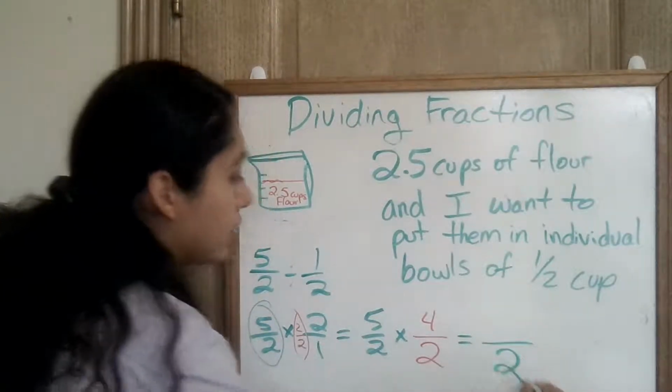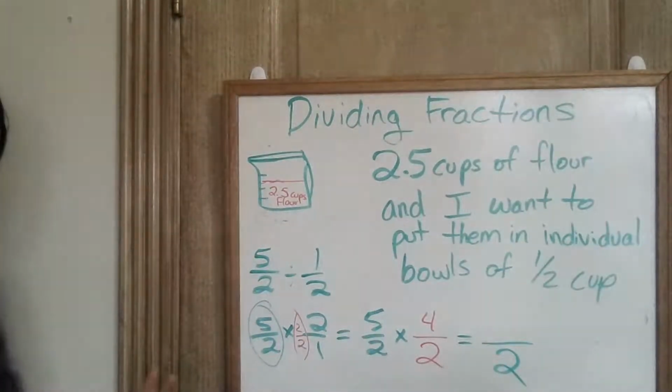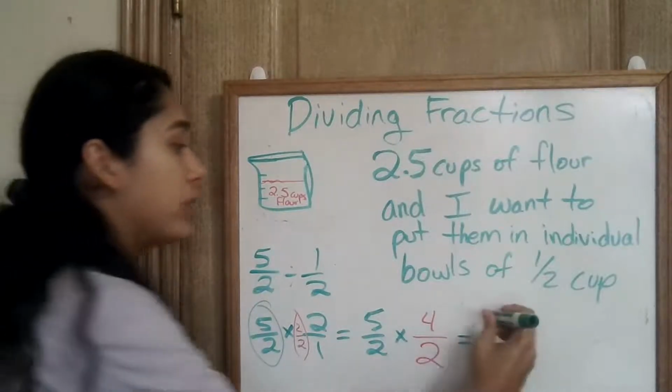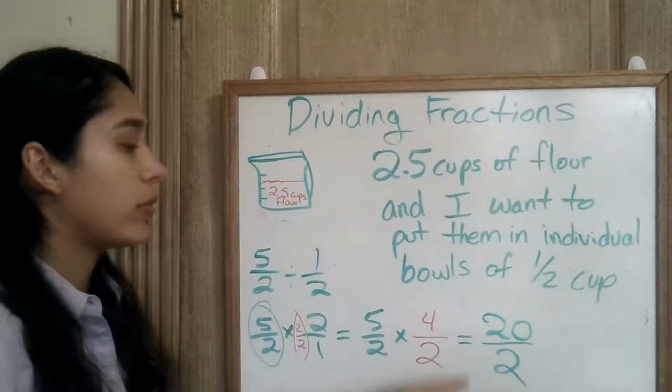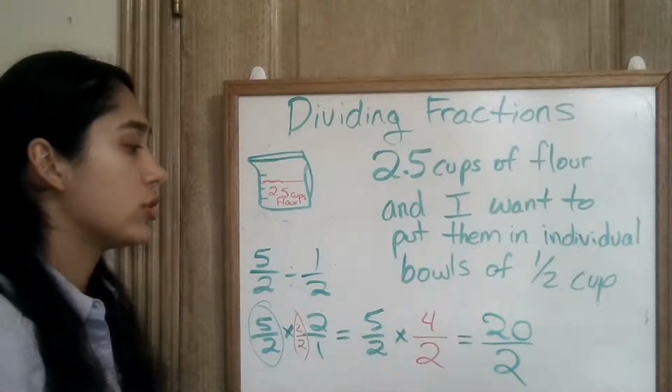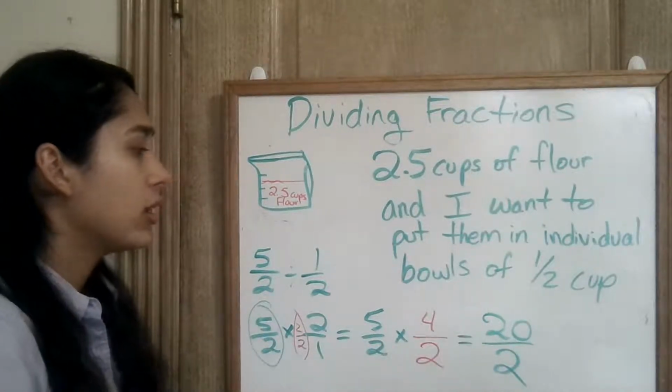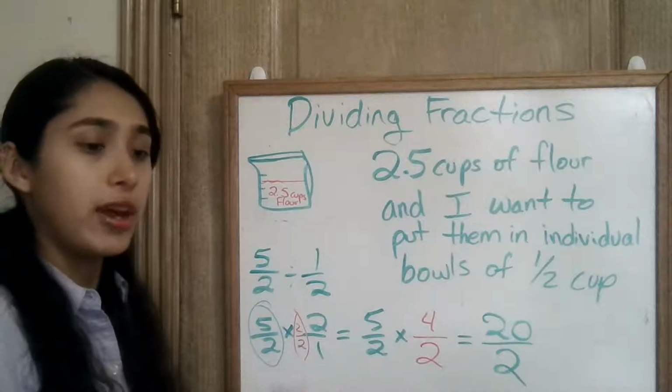It's going to stay at 2. Now we're going to multiply 5 by 4, and that will be 20. So our answer is going to be 20 over 2. Okay, but we can simplify this further.